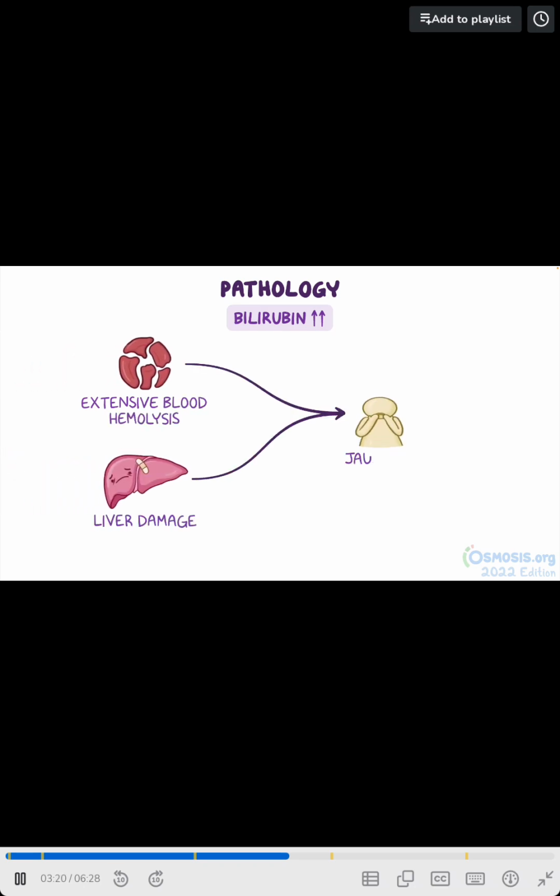Lastly, bilirubin is increased if there's extensive blood hemolysis, or when the liver is damaged, resulting in jaundice. Jaundice can be clinically apparent when the total serum bilirubin exceeds 2.5 milligrams per deciliter.